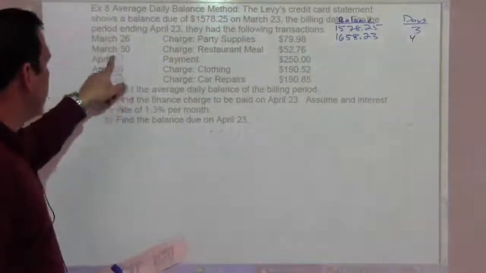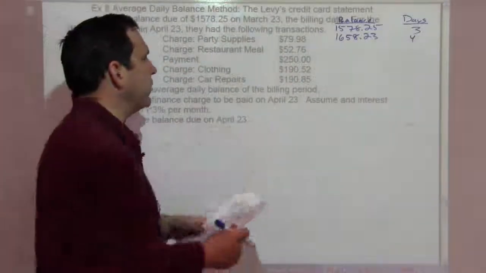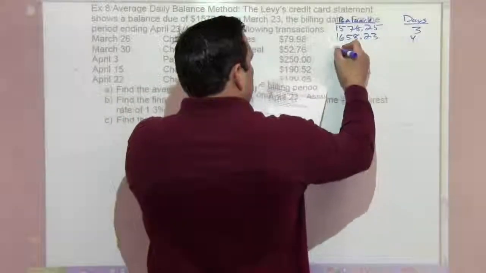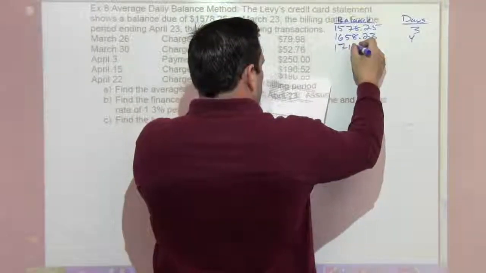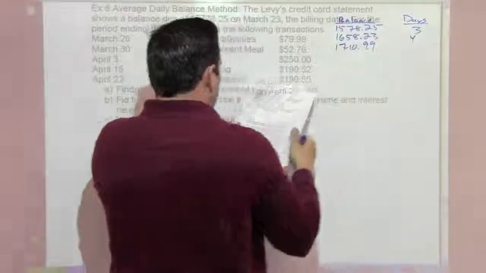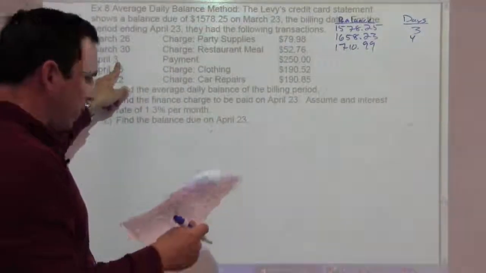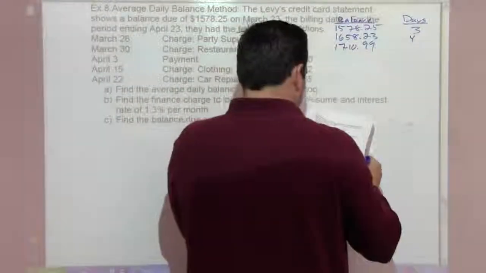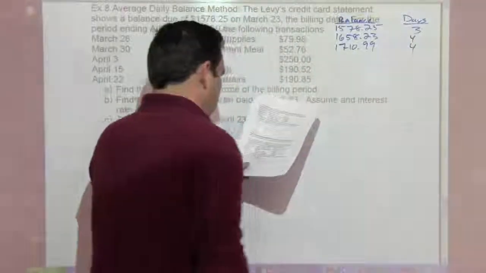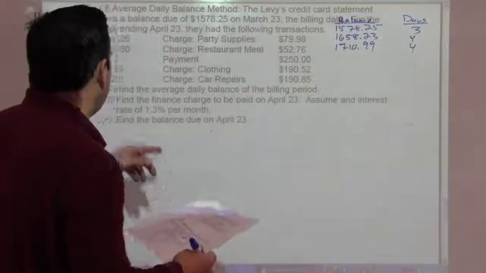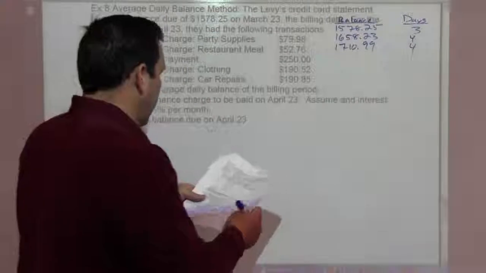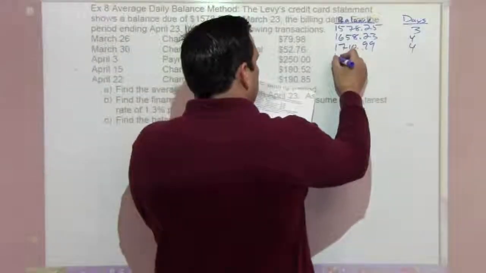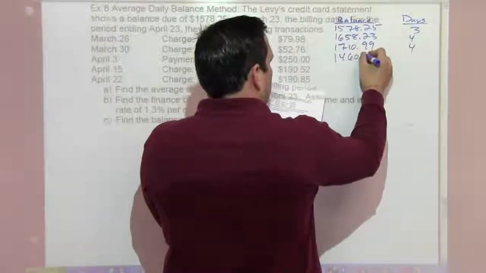And then they went to the restaurant on the 30th and bought a meal at $52.76. That's $1,710.99, and that lasts for 4 days. And then they have another charge of $250, or a payment I should say, so that goes down a little bit to $1,460.99.